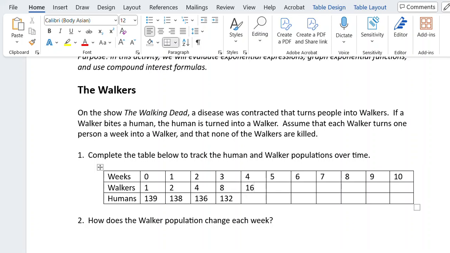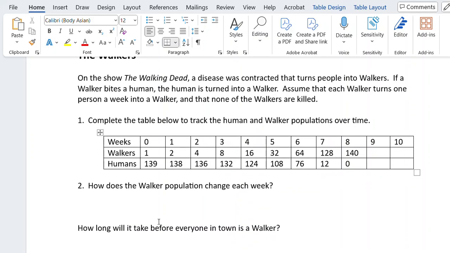In week 4, I'll have 16 walkers, and that means that I will have 124 humans. In week 5, I'll have 32 walkers, and then that means I'll have 108 humans. In week 6, I will have 64 walkers, and so my number of humans will be 76. In week 7, I will have 128 walkers, and that means that I will only have 12 humans. And then in week 8, all of these remaining 12 humans will be turned into walkers, and so I will have 140 walkers with no humans left.